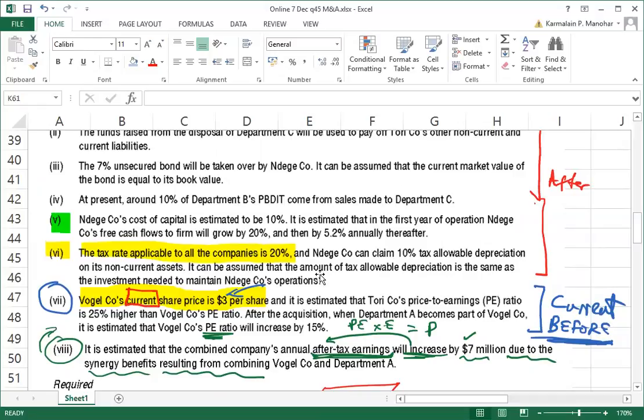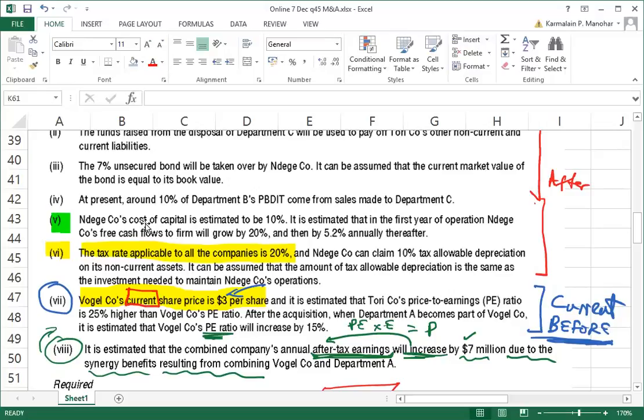It can be assumed that the amount of tax allowable depreciation is the same as the investment needed to maintain NEDG's operations. So remember, if we deal with profit after depreciation and we're trying to get the cash flows, which is what we are doing, depending on the valuation method, we would not adjust because of this note 6. But remember, Anita, that will only be a no adjustment if we are starting with the profit after depreciation. So we'll have to go up and check what profits we are dealing with for NEDG.